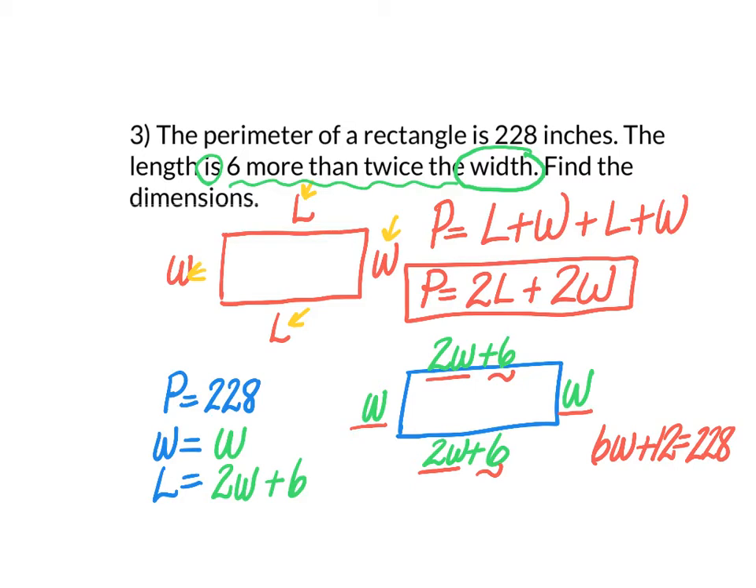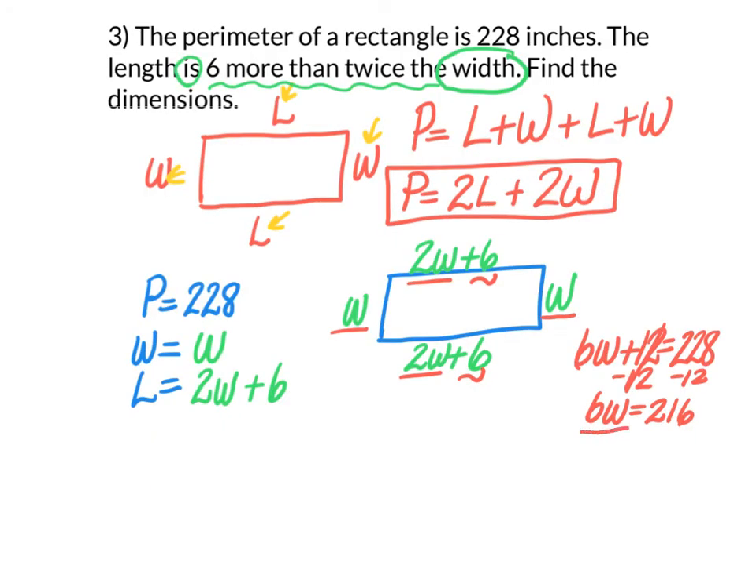Now I'll just solve for W. So I'll subtract 12 from both sides. So I get 6W is equal to 216. And then when I divide by 6, I find out that W is equal to 36. So now I know that my width is equal to 36, and I'm talking about inches, so my width is 36 inches.